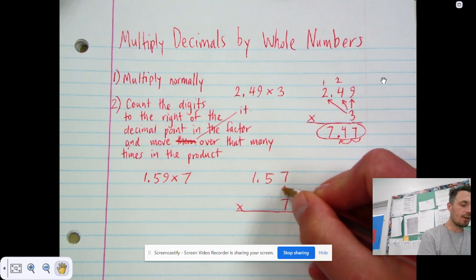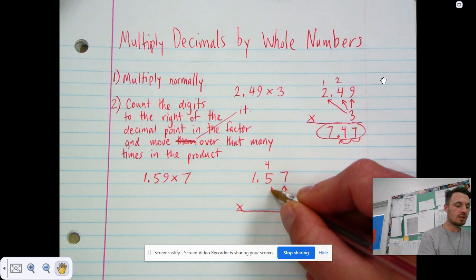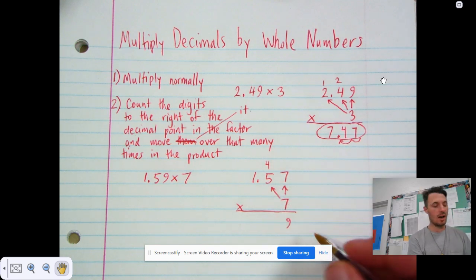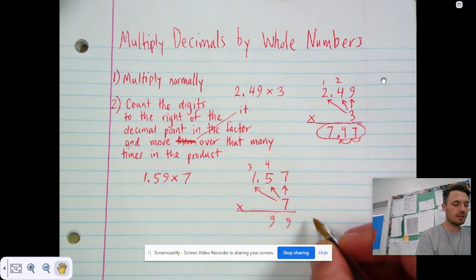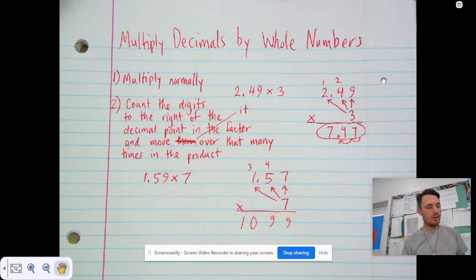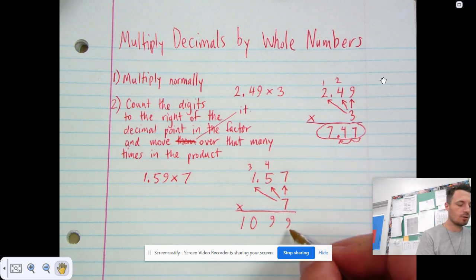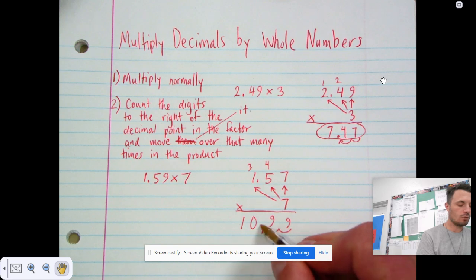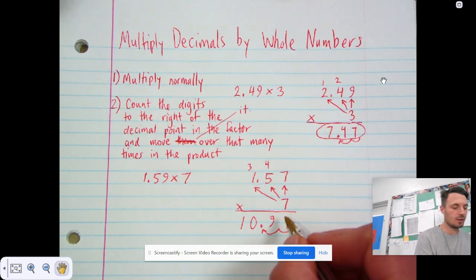So we start with 7 times 9 is 63. We carry the 6. Then 7 times 5 is 35, plus 6 is 41. Carry the 4. Then 7 times 1 is 7, plus 4 is 11. And then step 2, count the digits to the right of the decimal point in the factor, 1, 2, and move them over that many times in the product, 1, 2. There you go. The answer is 11 and 13 hundredths.